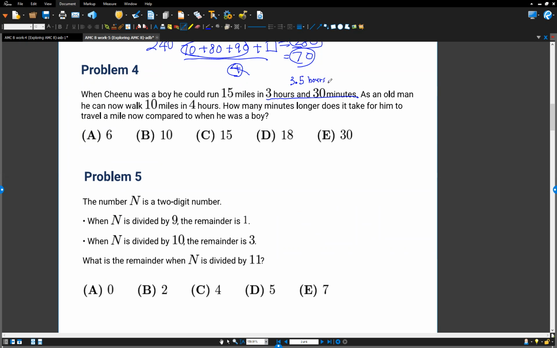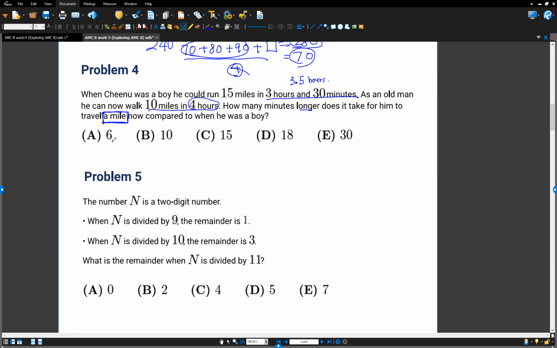As an old man, wow, now he grew up. Now he's old. He can walk only 10 miles per, oh, this is 4 hours. Wow, very slow. How many minutes longer does it take for him to travel a mile now compared to when he was a boy? How many minutes longer? Only travel 1 mile.